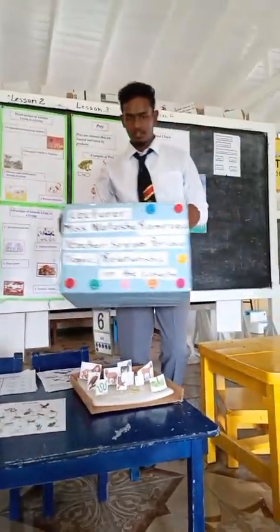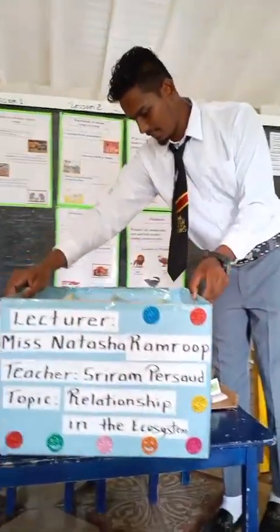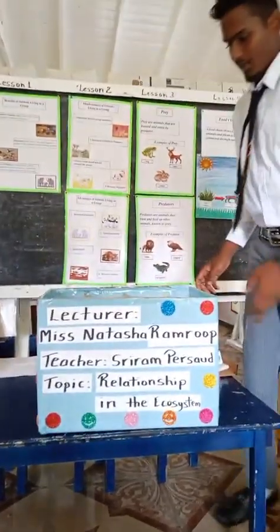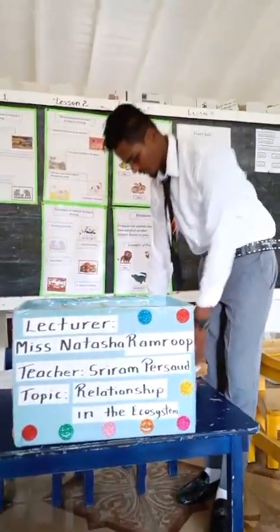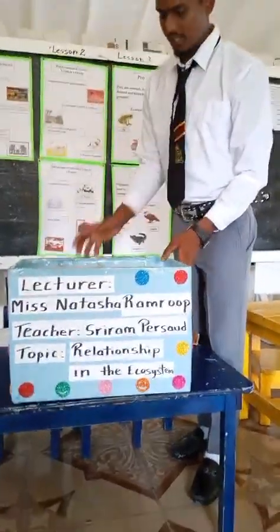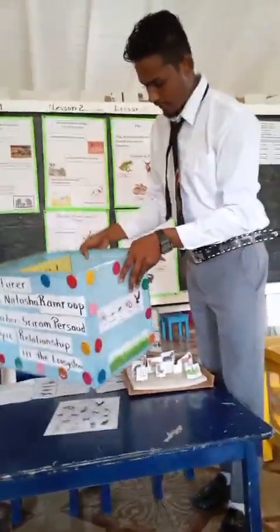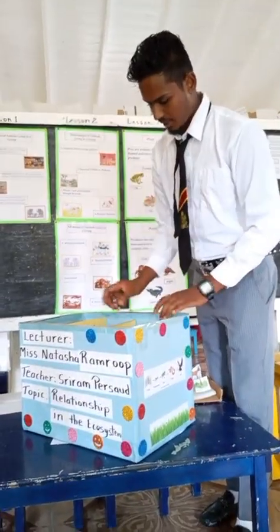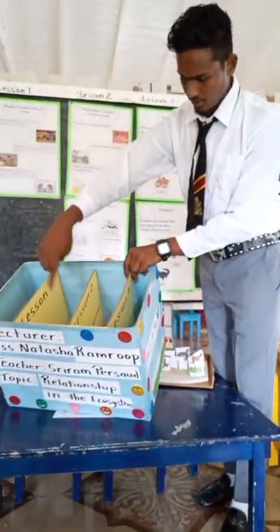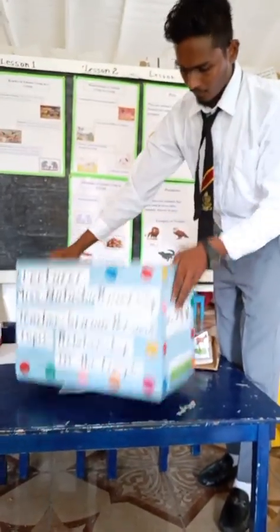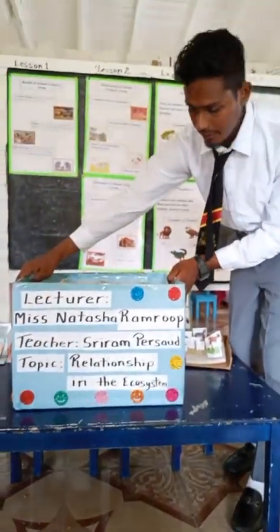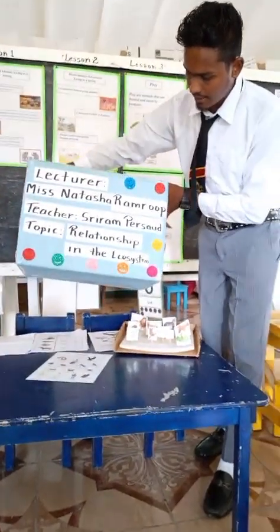This was my individual study kit that I made, and it is divided into four parts because it is for the four lessons. Here are the parts: we have lesson one, two, three, and lesson four. And these are the labels of the individual study kit.